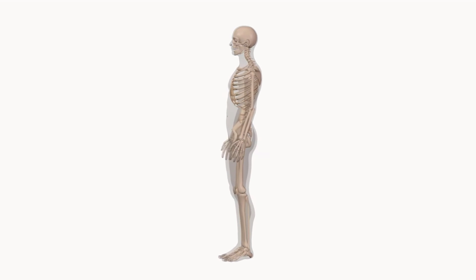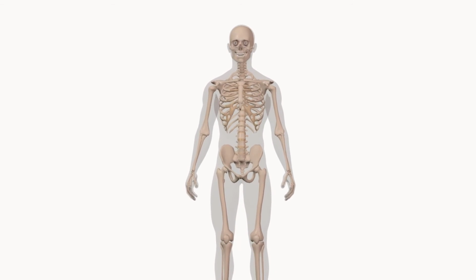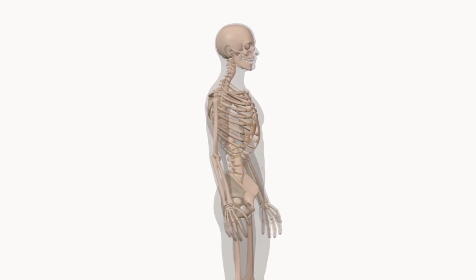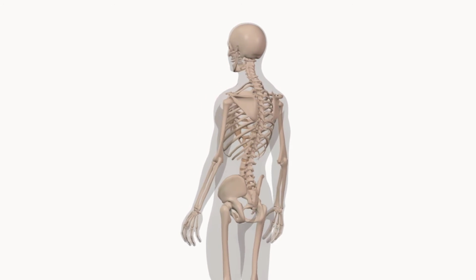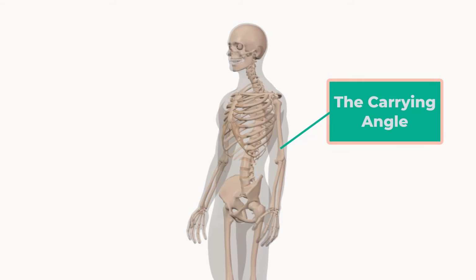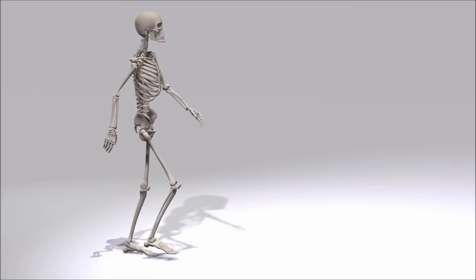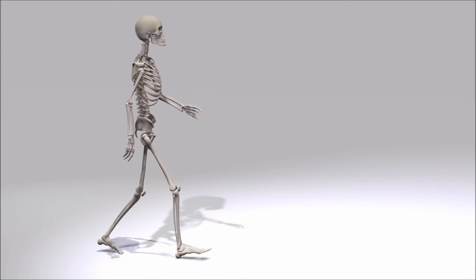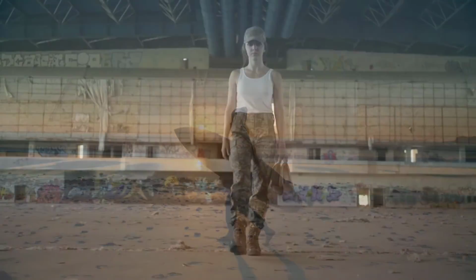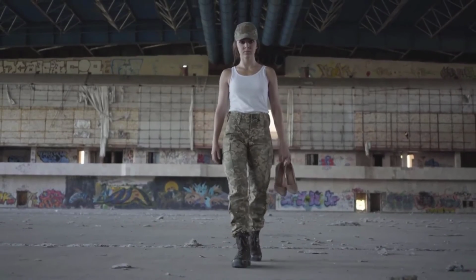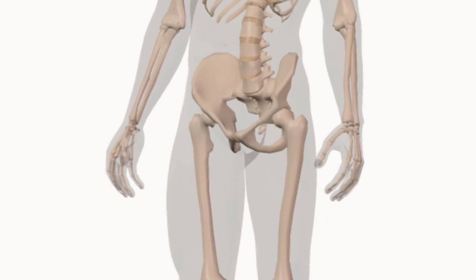In the anatomical position, with the elbow fully extended and the palms facing forward, the arm and forearm do not form a straight line. Instead, the forearm deviates laterally by about 5 to 15 degrees from the line of the arm. This deviation is called the carrying angle. The carrying angle allows the forearm and hand to swing freely or to carry an object without hitting the hip. The carrying angle is larger in females to accommodate the wider pelvis.